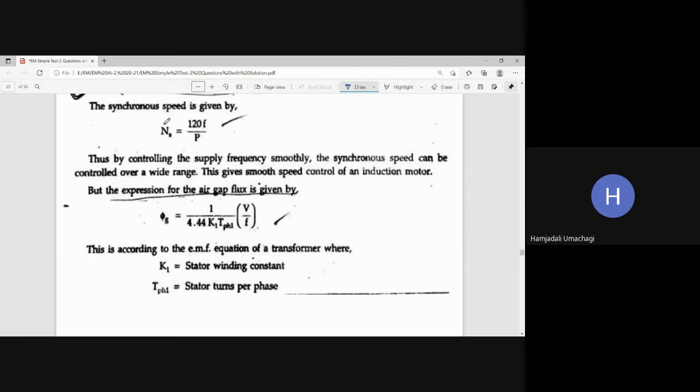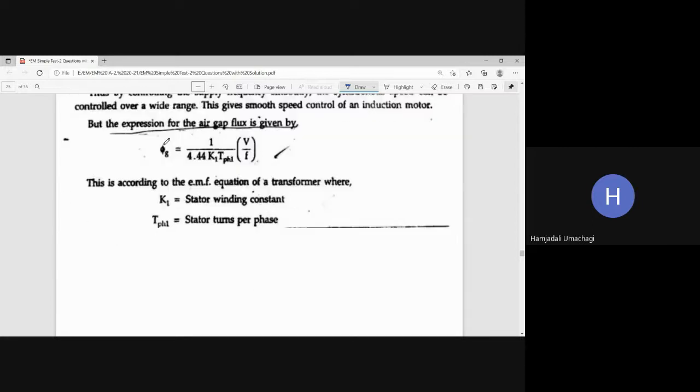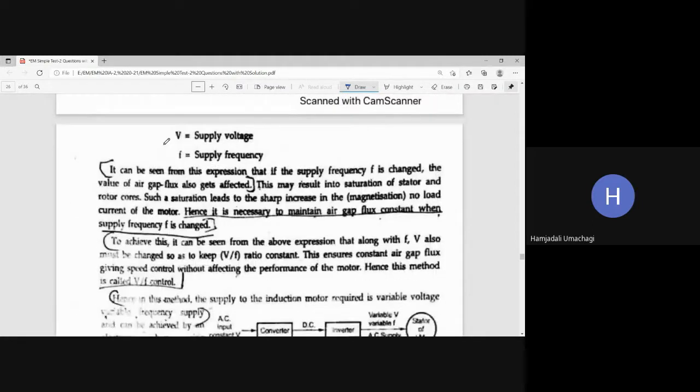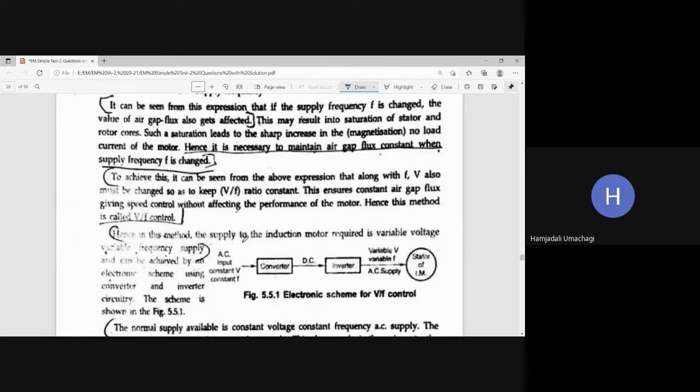Because of that, we can get fine control of the speed of the induction motor. Hence, it is necessary to maintain the air gap flux constant when the supply frequency f is changed. To achieve this, it can be seen from the above expression that along with frequency f, the supply voltage V also must be changed, so as to keep the V by f ratio constant. This ensures constant air gap flux, giving speed control without affecting the performance of the motor. Hence, this method is called V by F control.